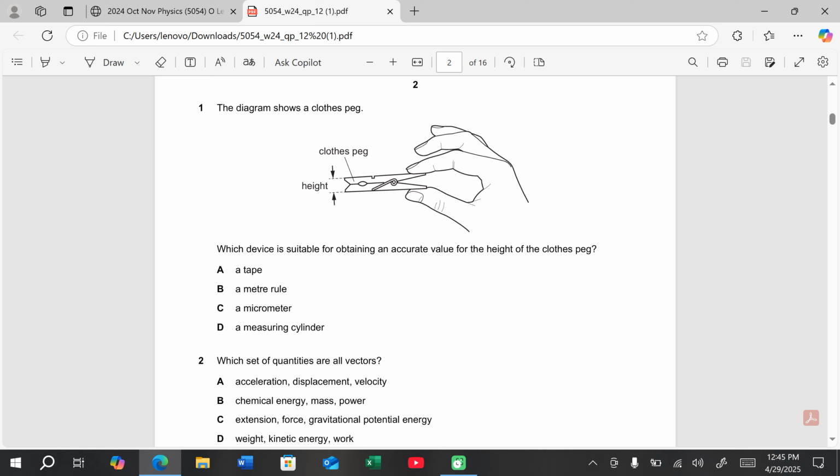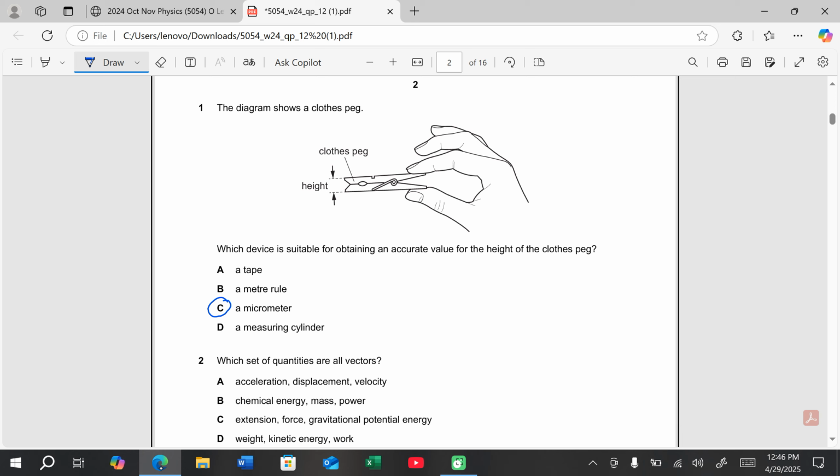Now since this cloth peg is very small, the measuring cylinder is almost impossible, so that should not be the answer. Otherwise the rest of the three are instruments which can measure that height, but since he's saying accurate value, we're going to use the micrometer, because a micrometer can measure this small height very accurately. And if you want to revise it, a micrometer is 100 times more accurate than a meter rule or measuring tape. Okay, so let's move on to question number 2.